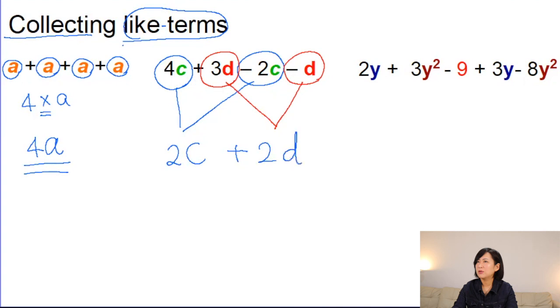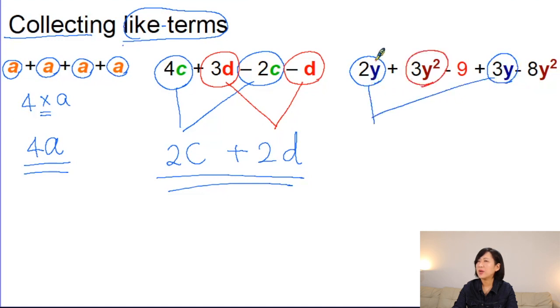Now, next one looks complicated. So now 2y, where is it? Can you see any like terms? Yes, I can see 3y. Then 2y, 3y like terms put together. Then 3y squared. Can you see like terms? Yes, minus 8y squared. Let's put them together. Then we've got a single term, minus 9. We can't see any like terms.